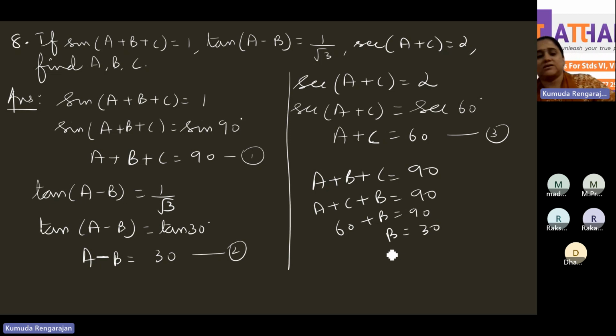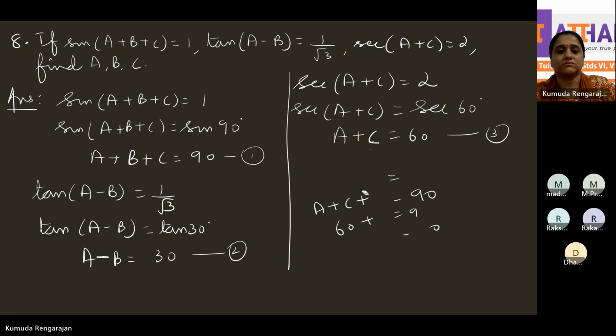We have to find A and C. Now come here. B is 30. Put B 30 here. So how much is A? 60. Now we got A 60. Now put A 60 here. How much is C? 0. That's all. Like that, we find the values of A, B, and C. Right, children?